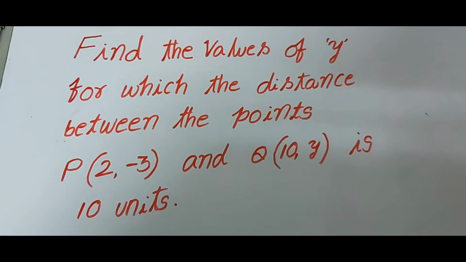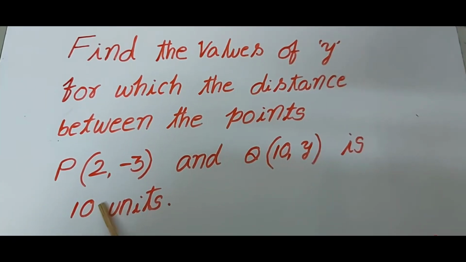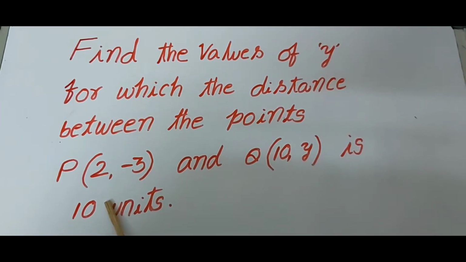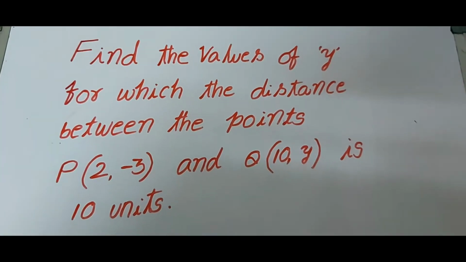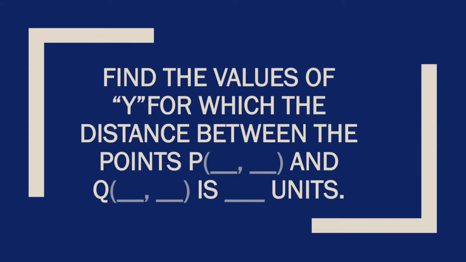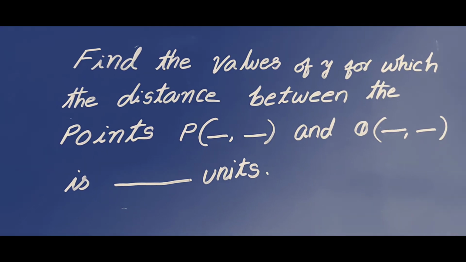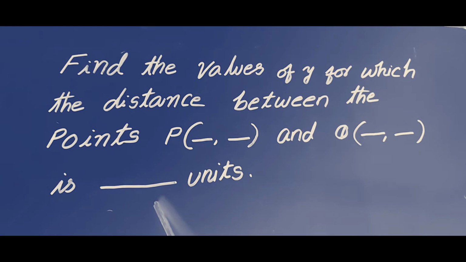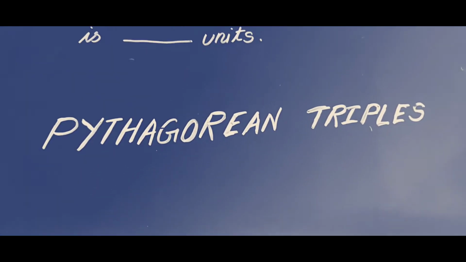To create a problem of this type, firstly we will have to change the distance. And depending upon the distance selected, the points will be changed appropriately. Now I have removed the coordinates of the points as well as the distance. To create a perfect problem and to fill the spaces with appropriate values, I am going to use Pythagorean triples.